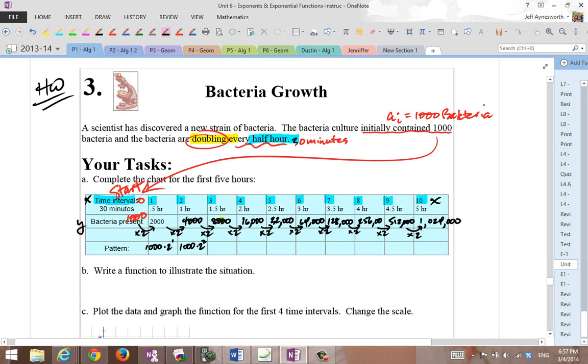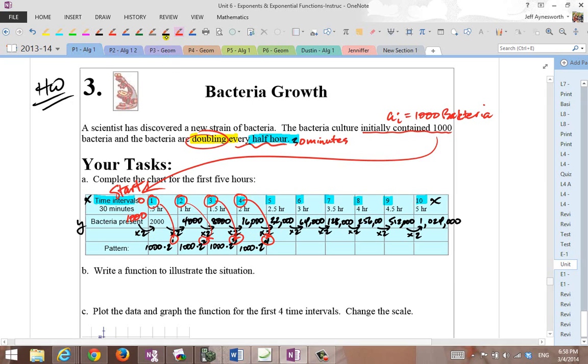To get from 1,000 to 8,000, well, you take 1,000 times 2 times 2 times 2. Well, that's 2 cubed. Why? Because there's 1, 2, 3 of them. To get from 1,000 to 16,000, you got to take 1,000, which is your initial amount, times 2 times 2 times 2 times 2, 4 times, but that's the same thing as 2 to the 4th. Do you see a pattern here? I mean, take a look at this right here. See, 1, 1, 2, 2, 3, 3, 4, 4.